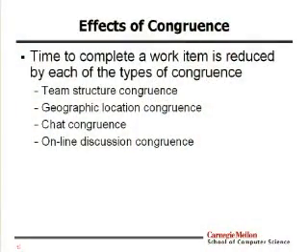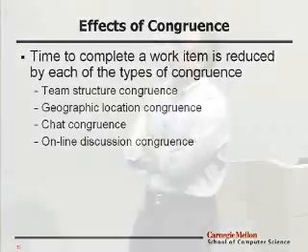All right, so just to summarize from that last table, the time to complete the work item, the modification request, was reduced by each of the 4 types of congruence: being on the same team, being at the same site, chatting together with other people involved in the work, or being involved in online discussion.